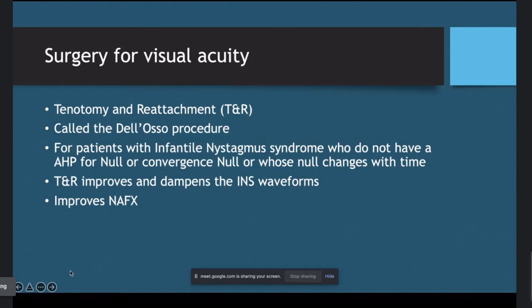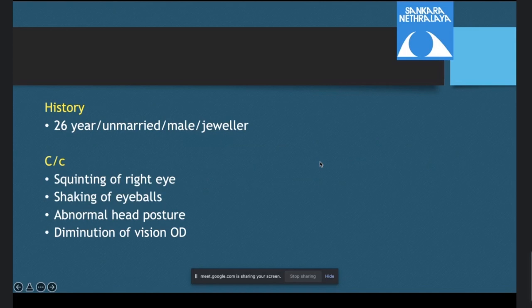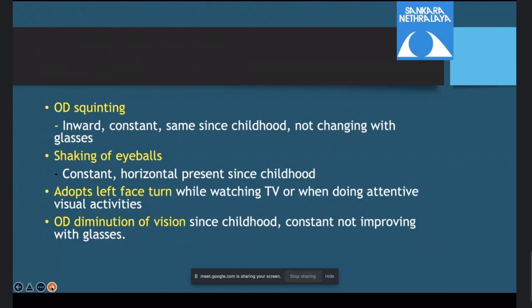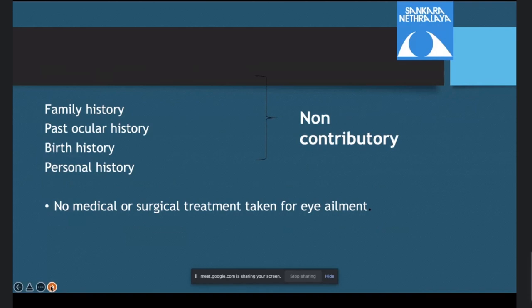Okay, let's look at one case. I think this is the last patient, just to see what kind of patients we get and how you can help them. This is a 26-year-old unmarried male jeweler who had squinting of the right eye and shaking, normal head posture, diminution of vision in the right eye. So the right eye squinting was inward, constant, same since childhood, not changing with glasses. Shaking of the eyeball was also constant. And he was adopting a left face turn per his own history. And otherwise he was okay.